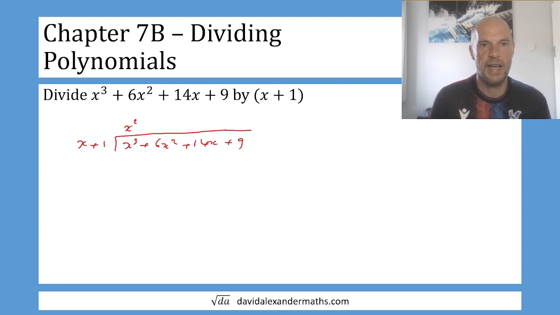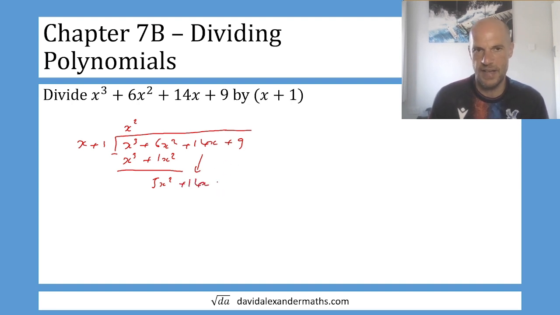Now I'm going to multiply x squared by x plus 1. x squared times x is x cubed, of course, and x squared times 1 is 1x squared. So I'm going to do a subtraction here. x cubed minus x cubed, gone. 6x squared minus 1x squared is 5x squared, and then I'm going to bring down the plus 14x. Some people might bring down the plus 9 as well. I'll just leave that there.